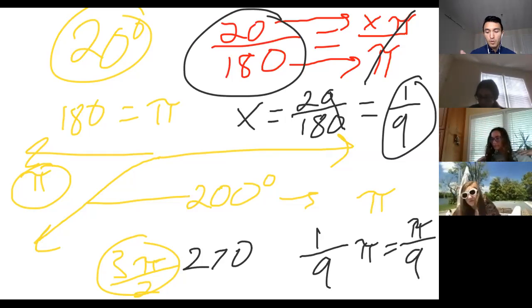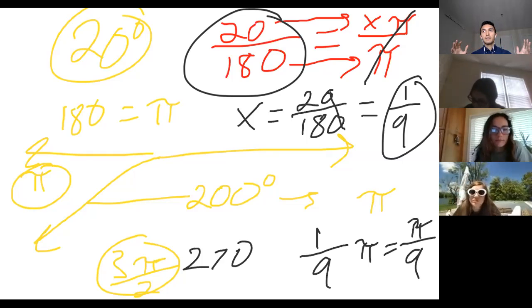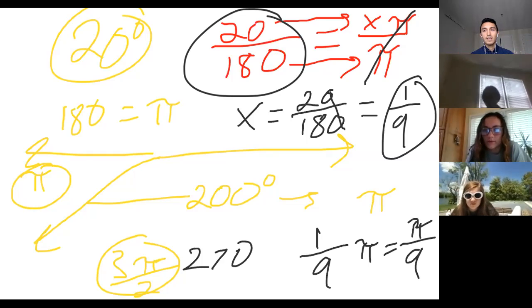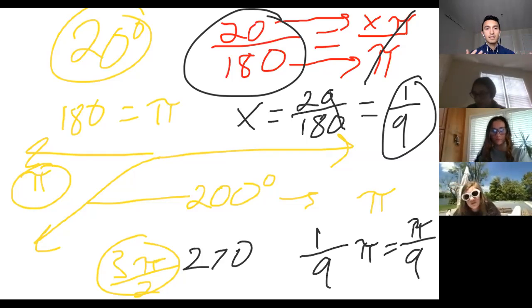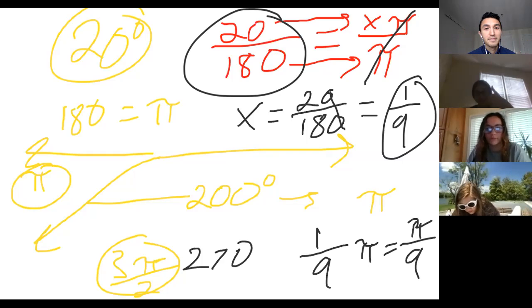So even if you don't remember that whole mechanic, you just divide. Think of it this way: if one whole pi is 180, then for anything less than 180, all I have to do is divide. So for 10 degrees, if I divide 10 by 180, that's 1/18 of 180. That means it also has to be 1/18 of pi at the same time, right? Does that help? Okay. All right.